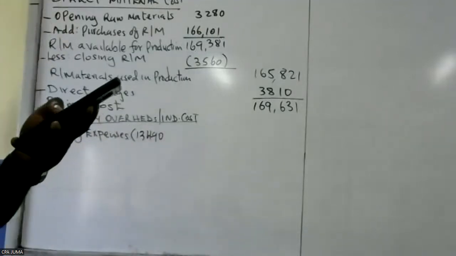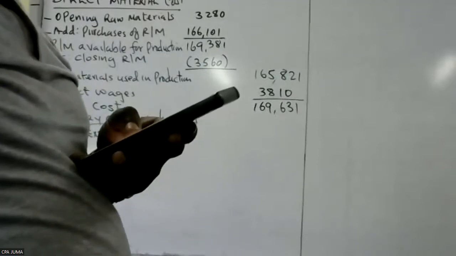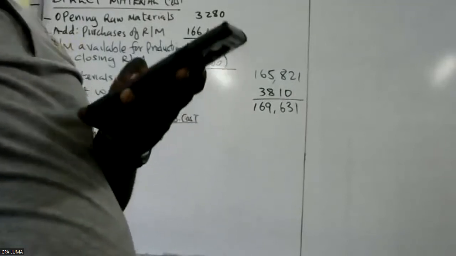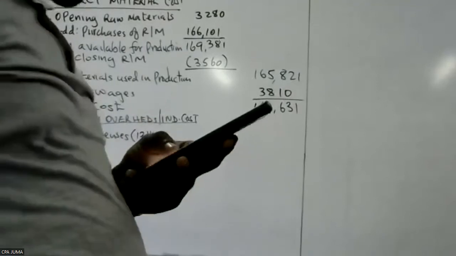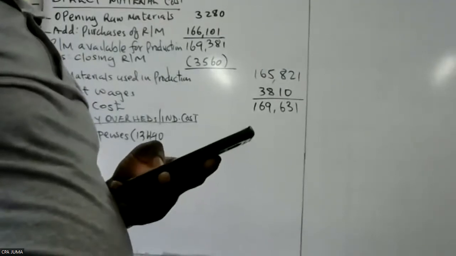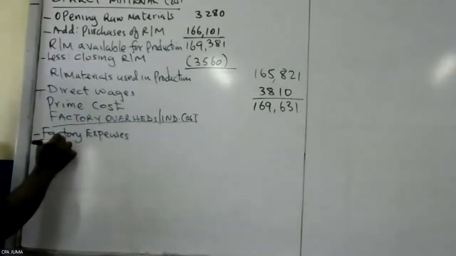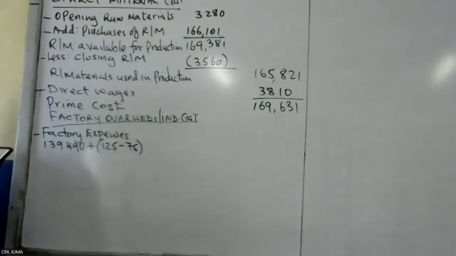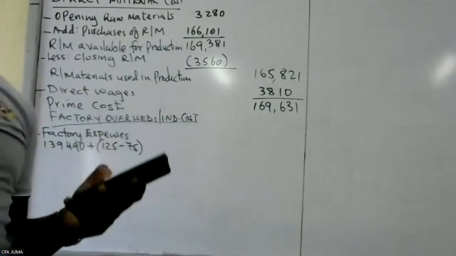Check note number 3. Accrued factory expenses, accrued means not yet paid, amounted to how much? 125, including office expenses of 75. So 75 is for the office. You'll take 125 minus 75, that is 50. So you add the accrued: 13,490 plus 125 minus 75. You know, office should not go to the factory. So that's why I'm subtracting.